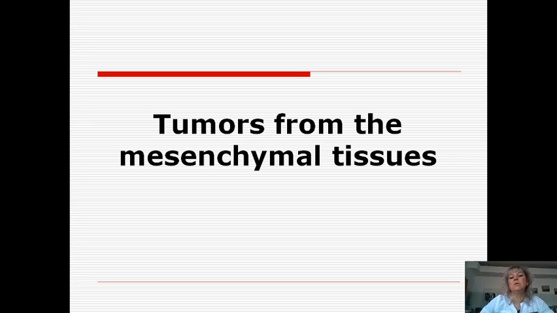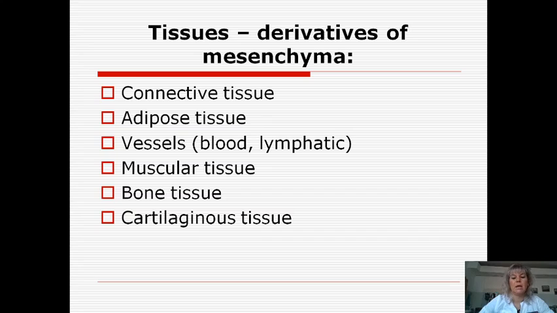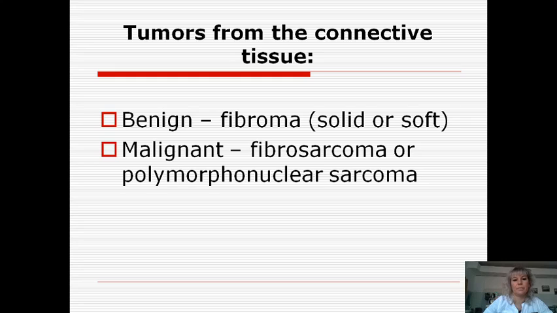The next group, tumors from the mesenchymal tissues. And at first, I must describe to you the tissues derived from mesenchyma: from connective tissue, from adipose tissue, from vessels, blood or lymphatic, muscle tissue, bone tissue, and cartilage tissue.